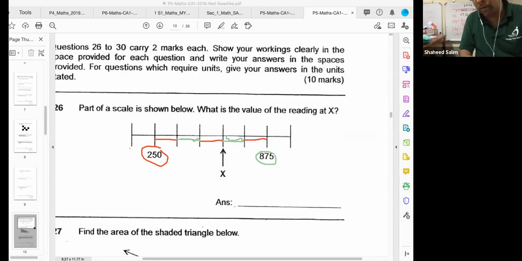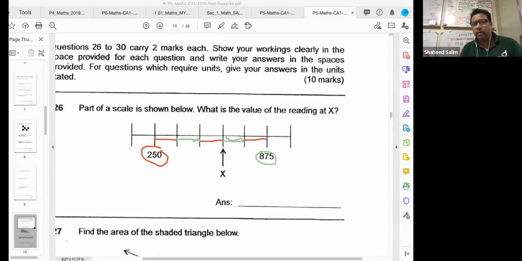Are we okay? Shalina can do, Shalina. You know what to do? Step one, take bigger number minus smaller number. Step two, count the number of parts. How many parts are there, Shalina? You can show me by your hands. How many parts are there? Do you count? Yes. And then divide. Then you know how much is one part.